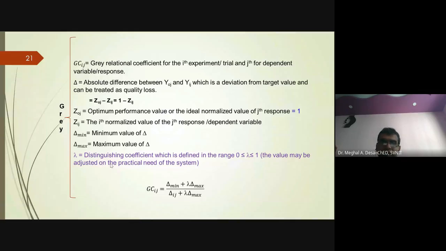So when I'm assigning the value to this lambda, I should have some justification, and when I assign the value to the lambda, the total of each should be equal to 1. So if I'm taking for oil, lambda is equal to 0.5, for eugenol it will be 0.3, then for antibacterial action it will be 0.2. So 0.5, 0.3 and 0.2, I will have one value. So for each calculation, I will have GC value.